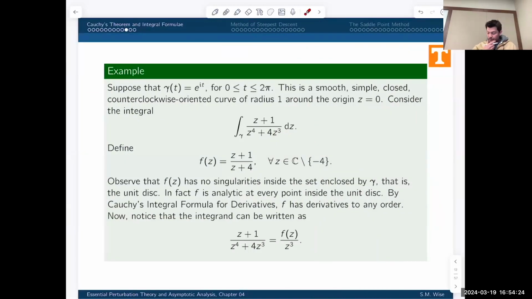inside of D gamma. All right, so suppose that gamma is equal to e to the it, for t going from 0 to 2 pi. That's an easy picture for us. Using Euler's formula, it's easy to see that this is a contour which starts here and makes a circle of radius 1, and it's surrounding the origin. This is the complex plane, so this is the imaginary axis, and this is the real axis.